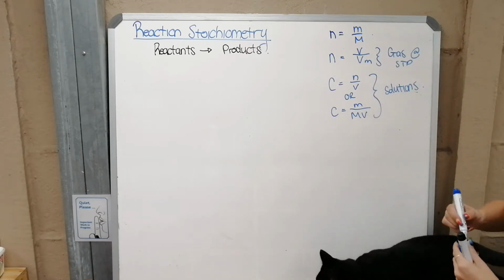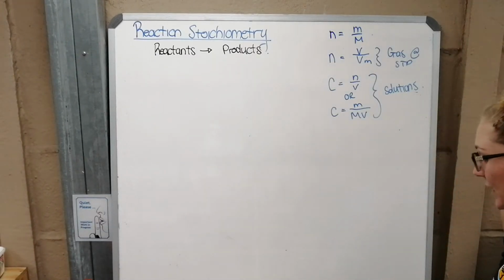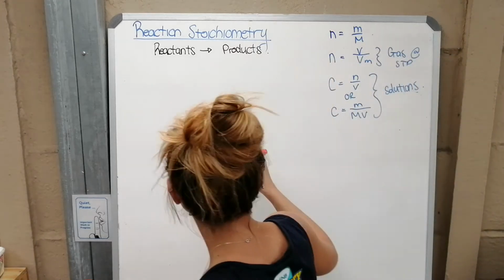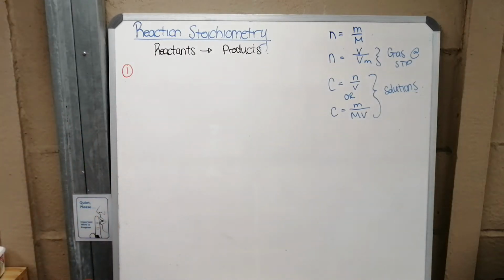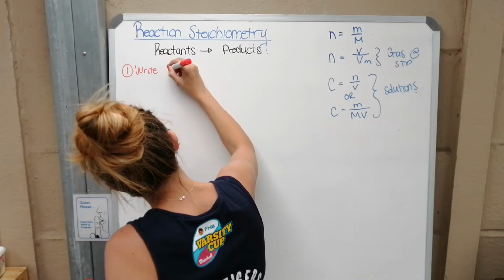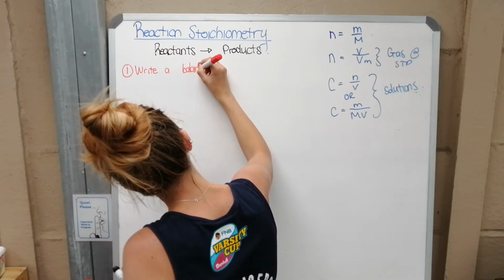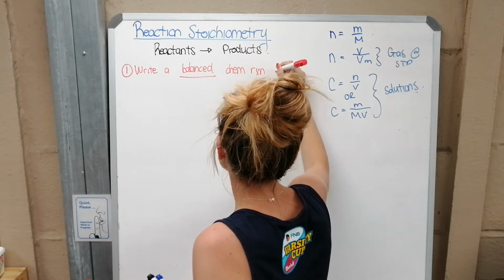Okay, now the steps for doing a stoichiometric calculation are pretty much the same every time. Firstly, always, even if they give you the chemical reaction and they don't tell you that you need to balance it, you make sure that it's balanced, okay? Because sometimes they'll give you an unbalanced one and not tell you, and then everything just falls apart. So step one is to write a balanced chemical reaction equation.